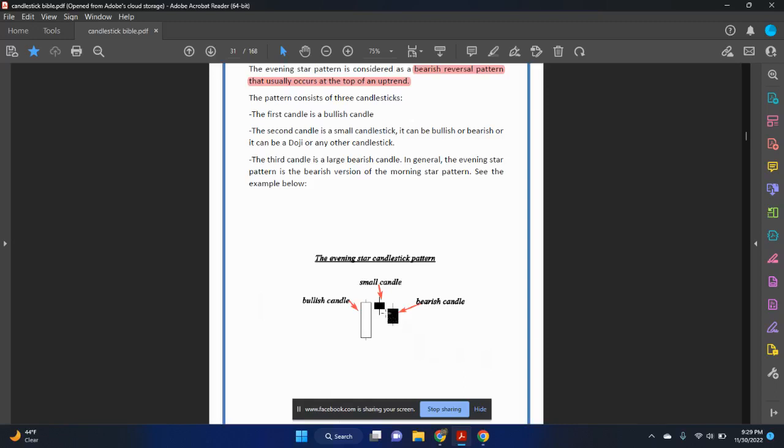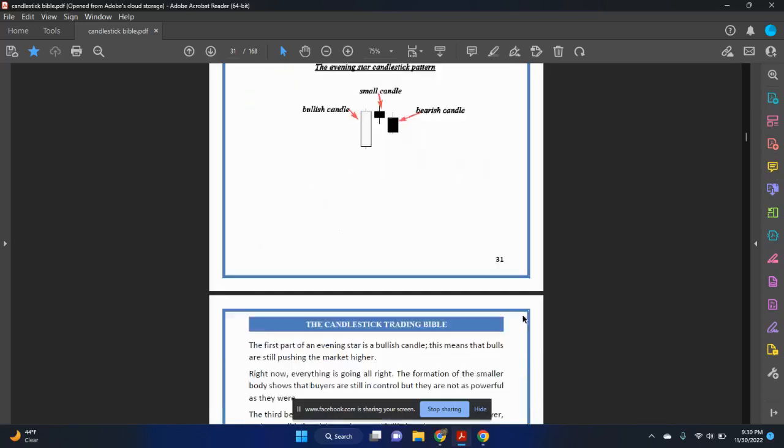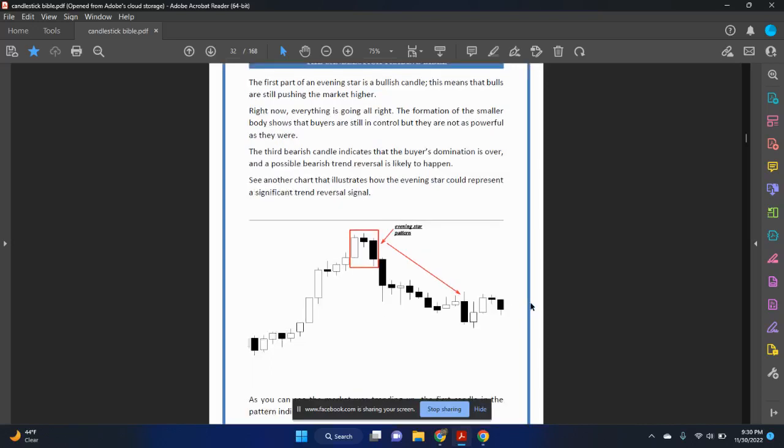In general, the evening star pattern is a bearish version of the morning star. See the example below. So it looks exactly like the morning star, but it's just flipped. Morning goes up because of the sunrise. Evening, we're closing down the day. That's all I can remember.